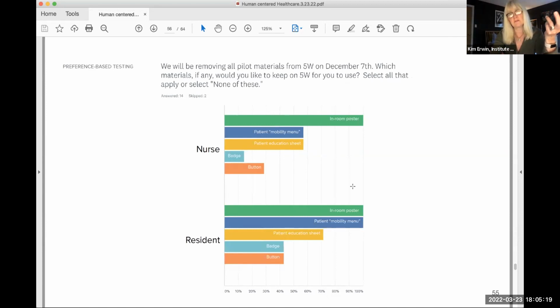We put in a little provocative question saying, hey, we're going to take all these materials away on December 7th. So what, if any, would you like to keep? And again, the in-room poster and the patient mobility menu were the top items here.